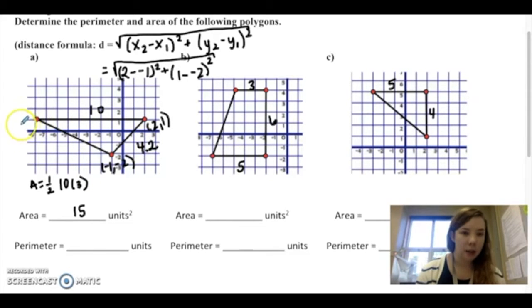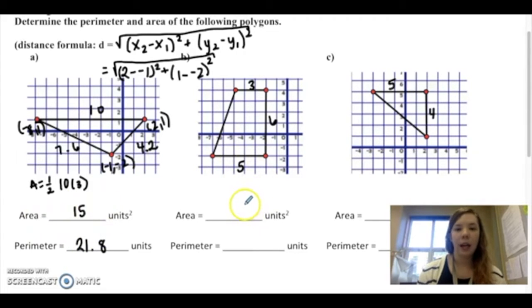And if I do the same thing with this point, this one is -8, 1. If I subtract my x's, I should have -7, so 7 squared. Here, 1 minus -2 is 3, so plus 3 squared is 58. The square root is 7.6. Okay, so if you add those together, 10 plus 7.6 plus 4.2 is 21.8 units.